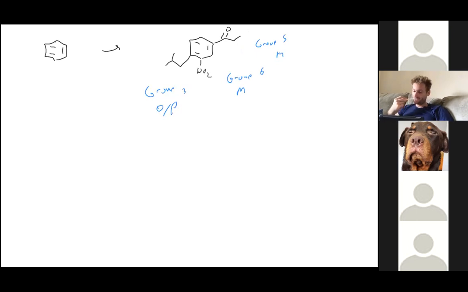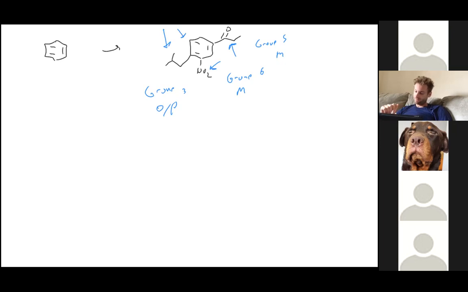If we add the group 5 first, we would then be able to add the group 6. Those are both meta directors, which means if we tried to add something else, it would go to this position. Same thing if we added the group 6 first, followed by the group 5. So that's going to imply that we have to add this group 3 one first in order to actually get something in the positions that we want them to be. Because the ortho and the para positions relative to our group 3 is where our group 5 and 6 end up.